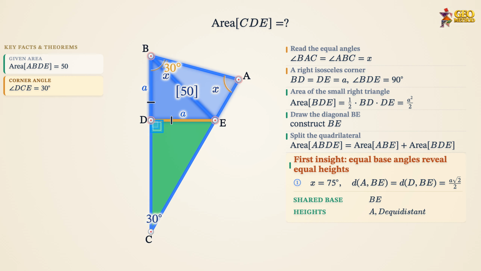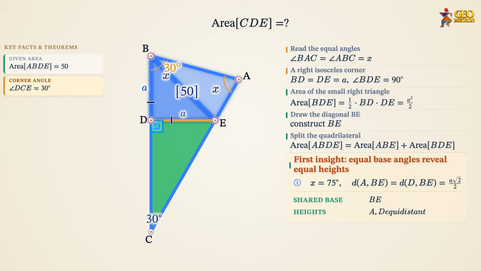Then triangle ABE has 75 degrees at A and E. Hence, segment AB equals segment BE, with segment BD equal to segment DE equal to A. Segment BE is A root 2. Therefore, the distance from A to segment BE is segment AB sine 30 degrees, or A root 2 over 2, while the distance from D to segment BE is segment BD sine 45 degrees, also A root 2 over 2.